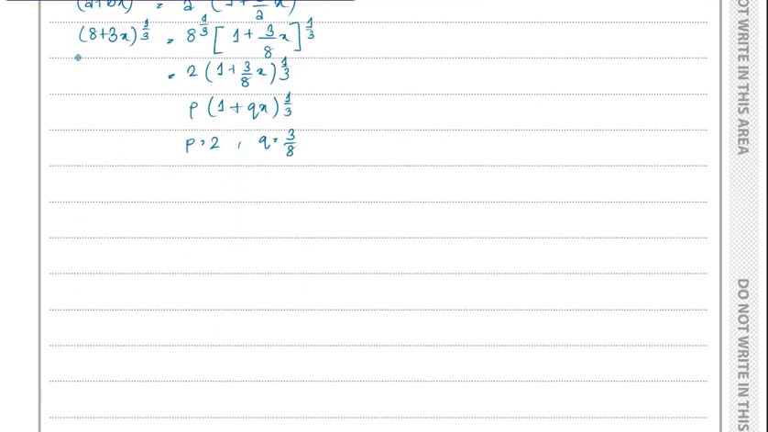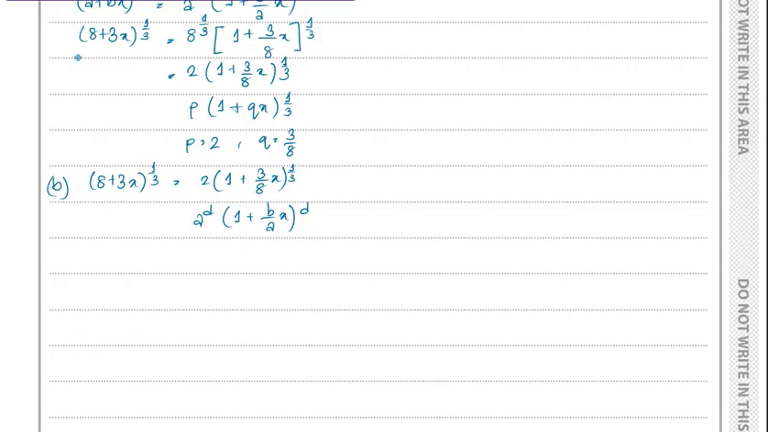So we already got from part A that (8 + 3x)^(1/3) is equal to 2(1 + (3/8)x)^(1/3). And this is in the form of a^d(1 + (b/a)x)^d. This is the form I like to express my expressions in.